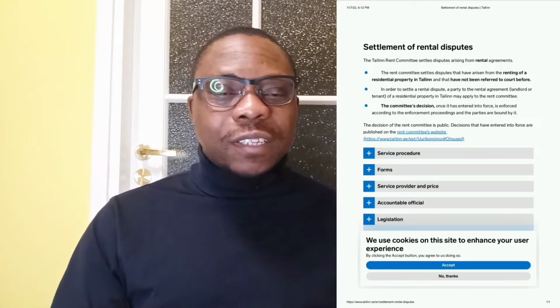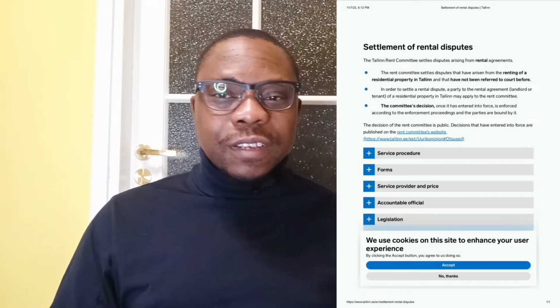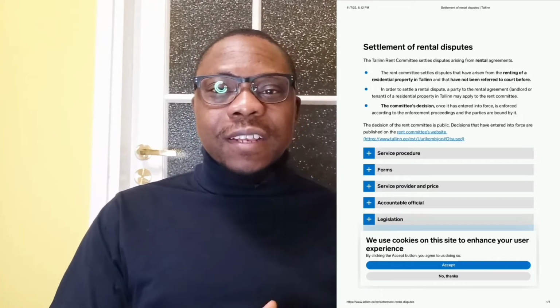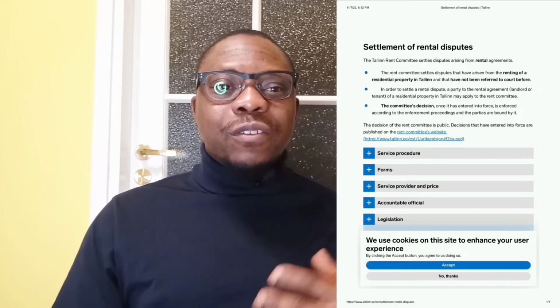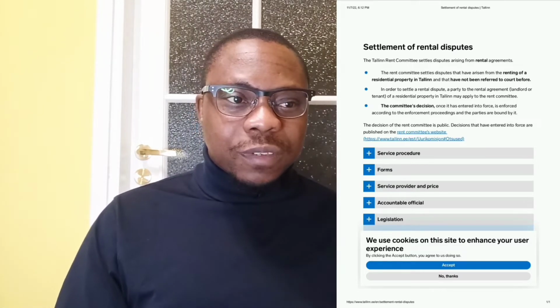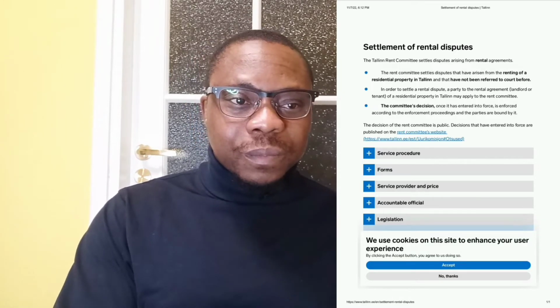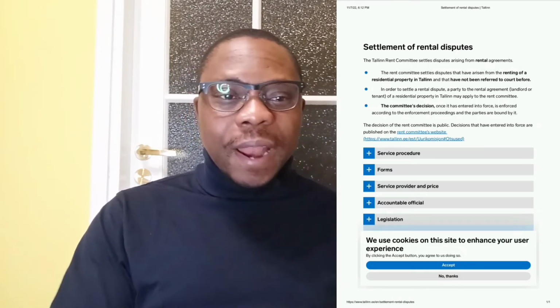So they have ways of dealing with rental disputes in this place. They call it the rental settlement committee in Tallinn. They have three major ways in which the committee can settle rental disputes. Note that there are two parties to a rental agreement, the landlord and the tenant. Both of them must agree to go to the committee to settle the dispute, but one of the parties must apply, either the landlord or the tenant.